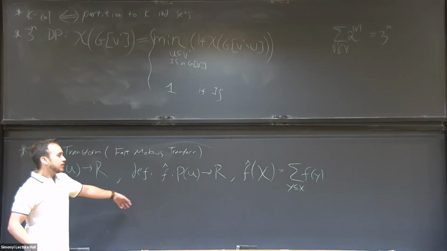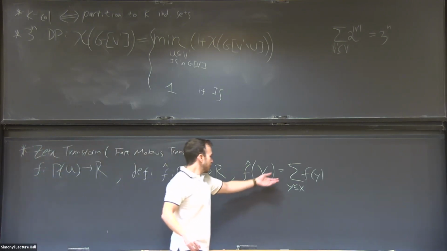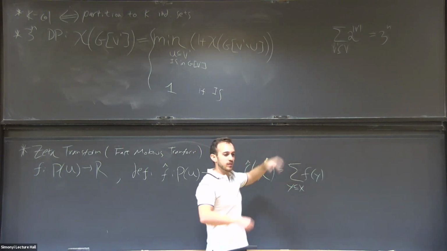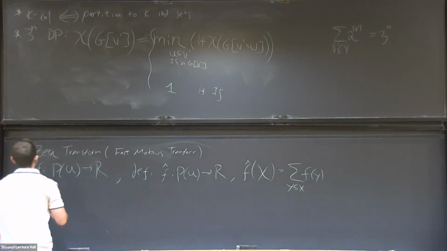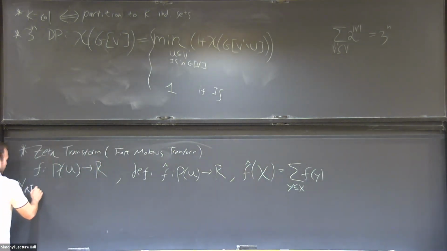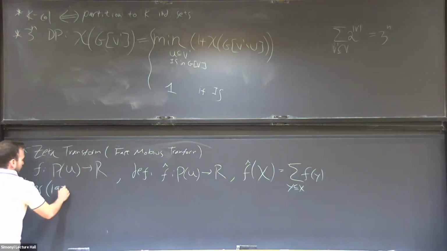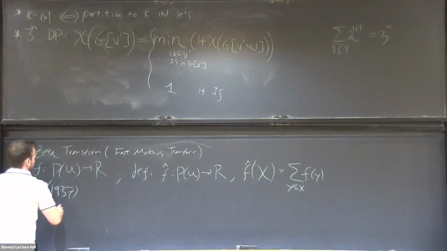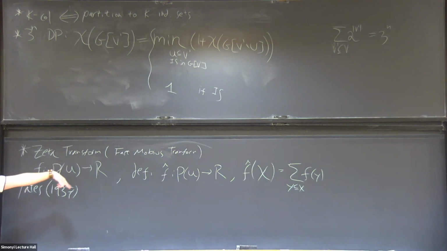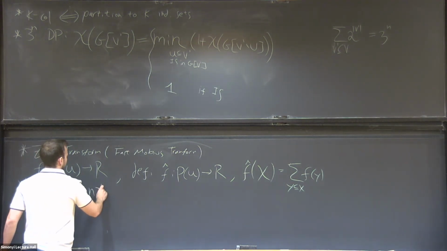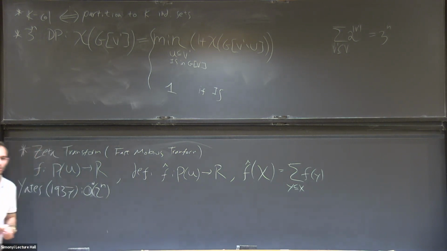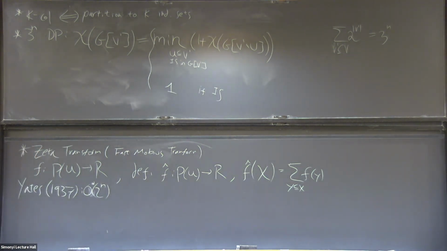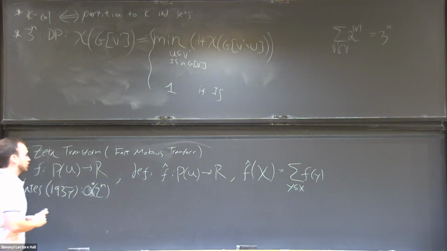Naively, you can do it in the same type of running time as before, but actually already in 1937, Yates showed that you can do this in roughly 2 to the n time, so this can be done in 2 to the n times n. So this is roughly 2 to the n time, and let's see how you do that. This is also not very complicated.